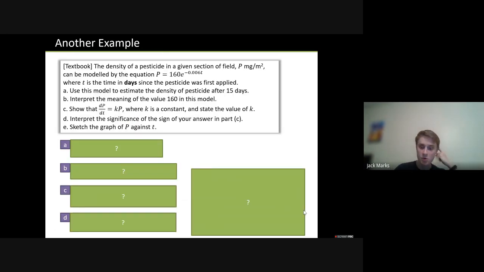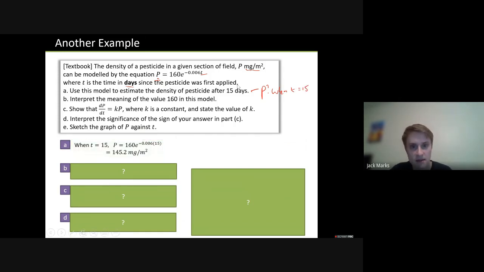Another example there on the board, let's just have a look at this one together. So density of a pesticide is P, which is about density. T is time in days. We put this in bold because sometimes it's like days and weeks and you need to read it carefully, okay? Use this model to estimate the density after 15. In other words, this says, what is P when t equals 15? Well, that there is just a substitution, okay? If you substitute into the formula, you'll get your answer.